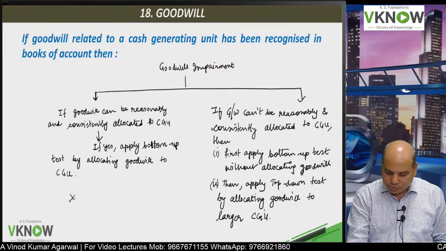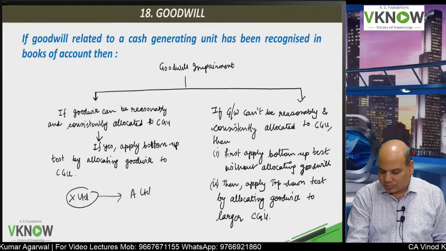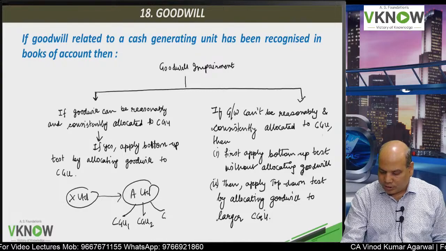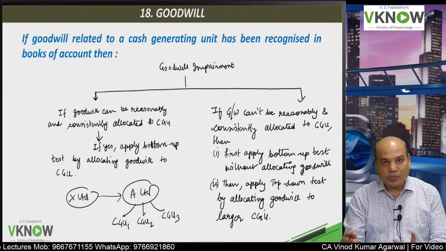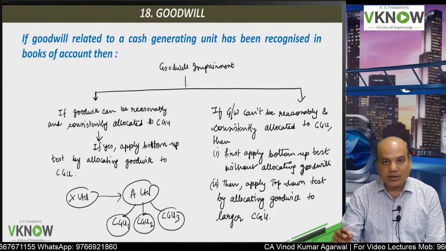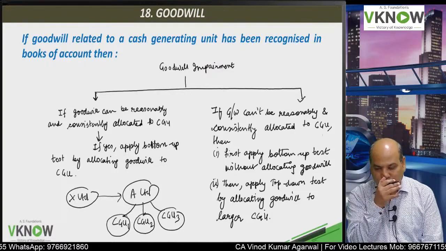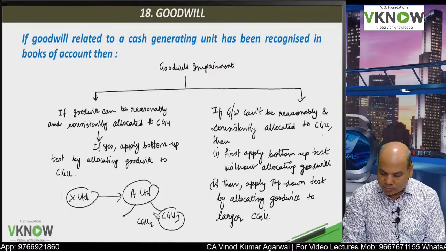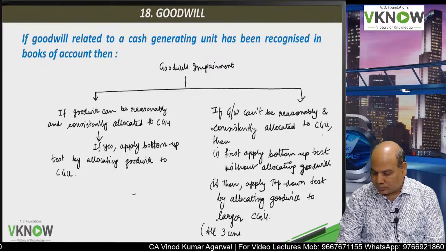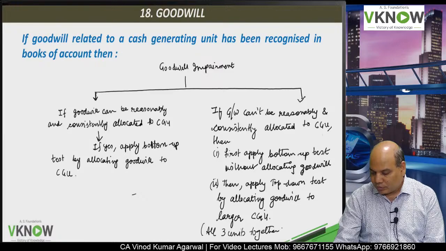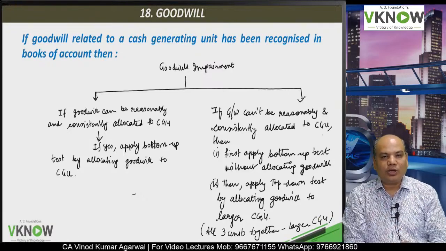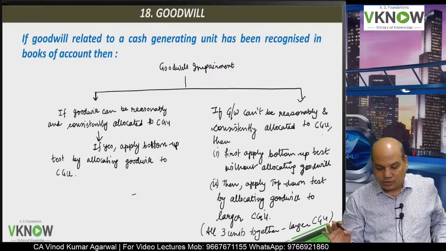Suppose X Limited acquired A Limited and it acquired 3 cash generating units from A Limited, and it paid for goodwill. Suppose goodwill can be allocated to them in some reasonable way, allocate the goodwill, then apply impairment testing. But if goodwill cannot be allocated to them, then all 3 units together will be called larger CGU. So all 3 units will become one now, and goodwill will be allocated to all the 3 together. So that is about goodwill impairment.